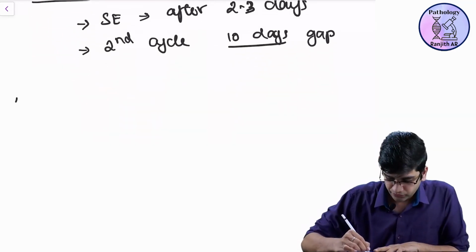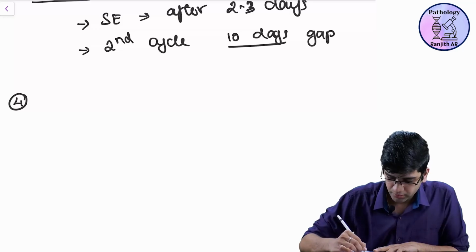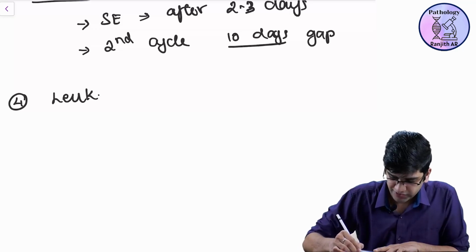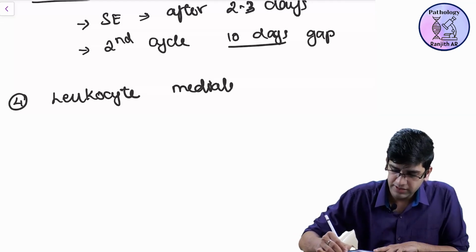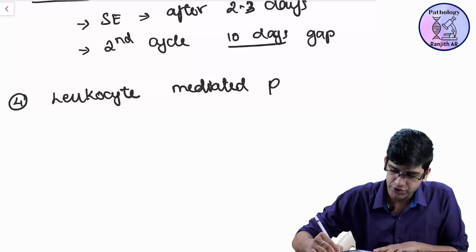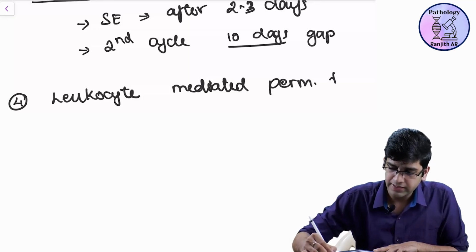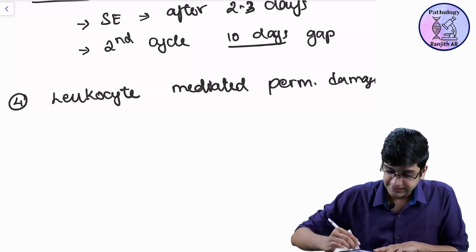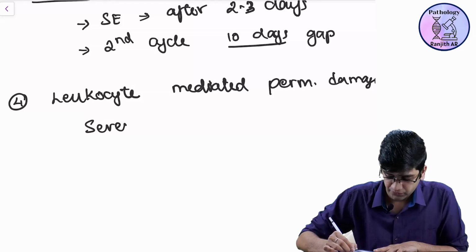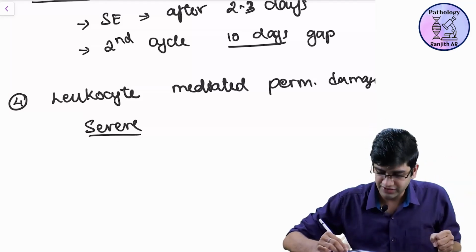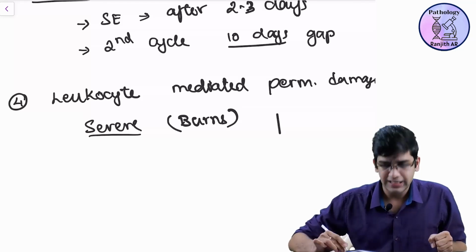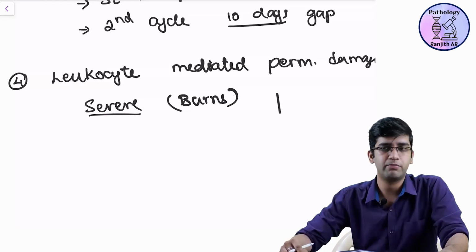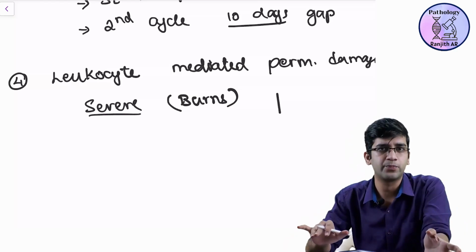Next, the fourth one is going to be leukocyte mediated permanent injury or permanent damage. This leukocyte mediated permanent damage is going to be seen in severe types of injury, very severe force. For example, burns. In burns, what's going to happen is I'll have permanent damage. My entire capillary wall is being stripped off.